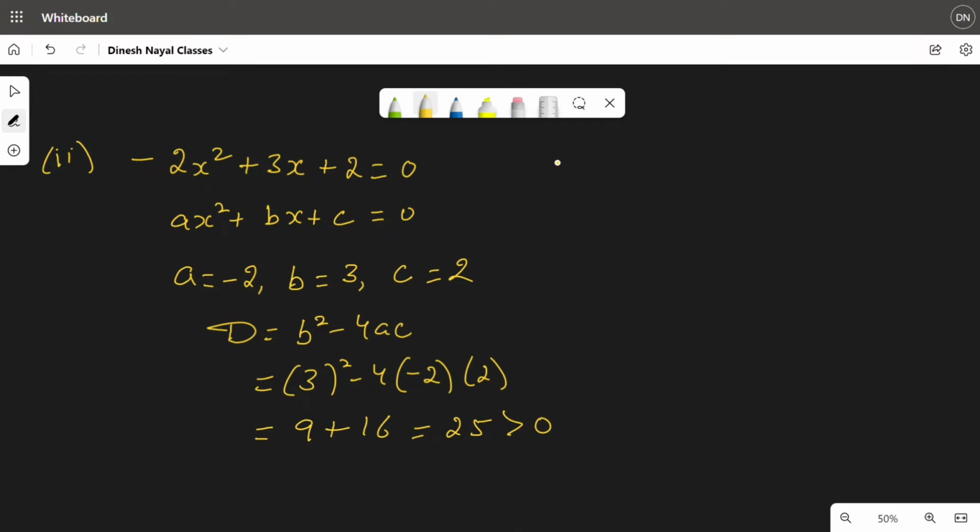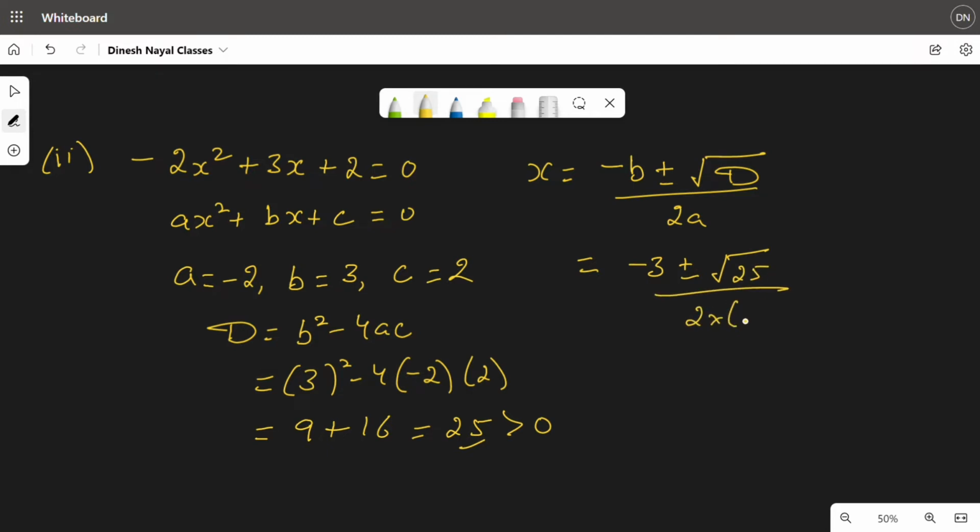Now let's write the quadratic formula: x equals minus b plus minus under root of b square minus 4ac, which is D, upon 2a. Substituting the values, b is 3, so we write minus 3 plus minus under root of 25 upon 2 into a, which is minus 2. So this will be minus 3 plus minus 5 upon minus 4, as 2 into minus 2 is minus 4.